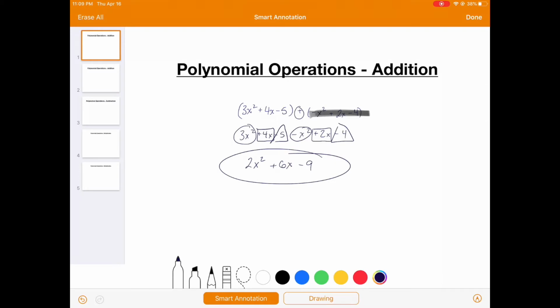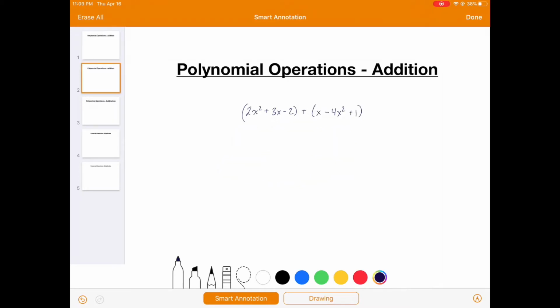The only thing you have to be careful of is that sometimes if you look at an example like this, you'll notice that everything's not in the same order. So before, all of our x squareds came first, then our x's, and then our constants. And in this one, it's switched up on this second set of parentheses. But it's still the same process. I'm adding, so I'm really just putting together my x squareds. 2x squared minus 4x squared is going to be negative 2x squared.